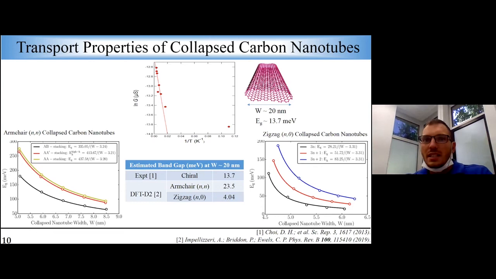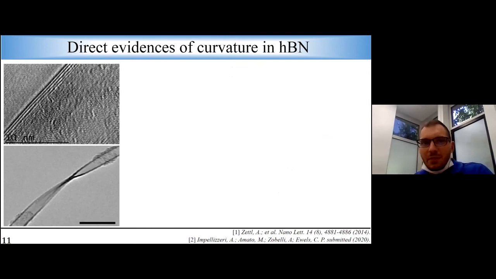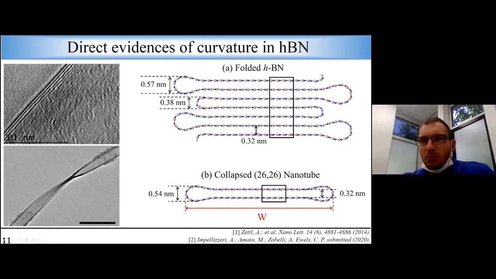The next point of our discussion is focusing on the effects of this type of flattening deformation for the other two-dimensional nanomaterial, hexagonal boron nitride, because we have direct and clear evidence about the existence of folding edges in different multilayer collapsed carbon nanotubes. And for this reason, we have simulated and modeled this type of configuration in terms of monolayer hBN characterized by different edge cavities, or collapsed boron nitride nanotubes.